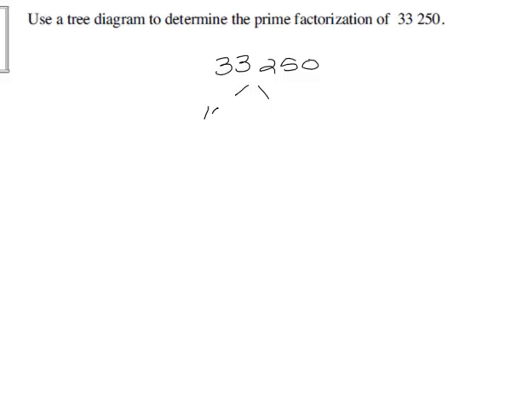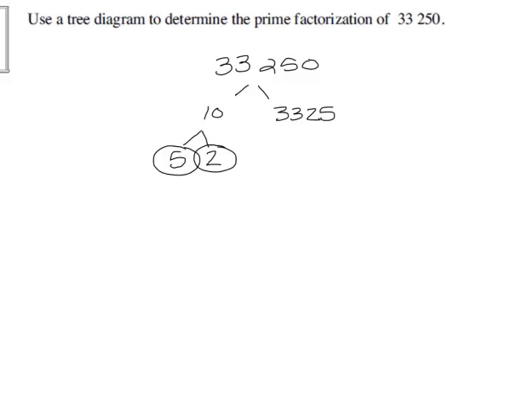I used 10 times 3,325. If your two factors were different, don't be alarmed. Your final answer will be the same as mine. Whatever factors you use, though, you'll have to take each of them and continue to break them down to their prime factorization. 10, for example, can be written as 5 times 2. Those are each prime numbers, so I can stop there.